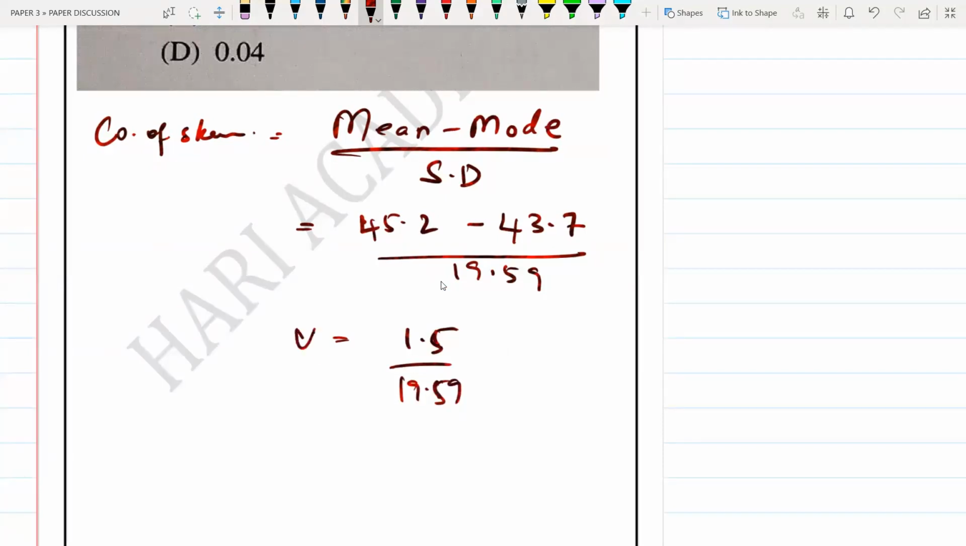Don't do this step and all. Avoid this step. Don't ever use pen and pencil in your exam. Just directly solve the maximum questions by calculator.